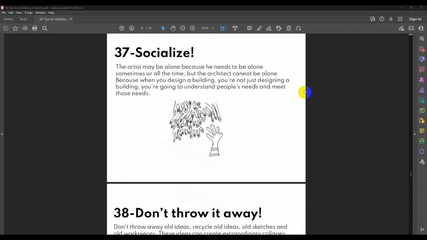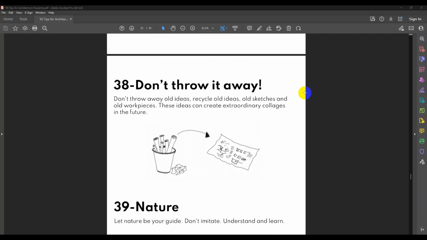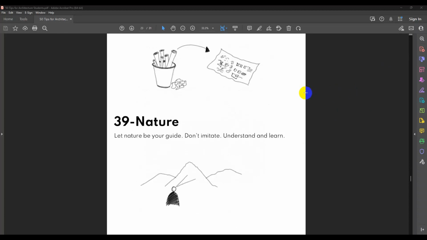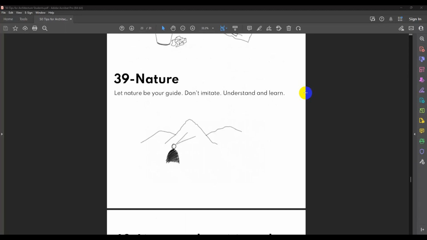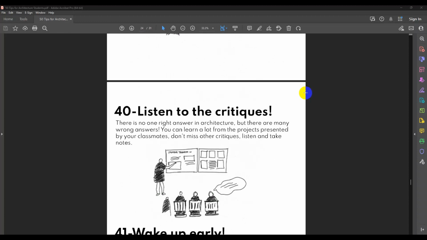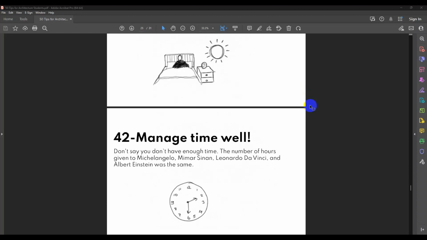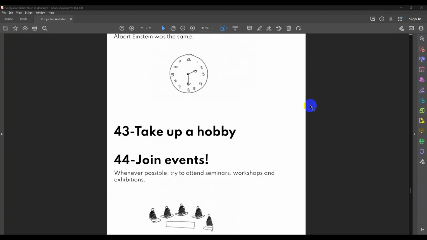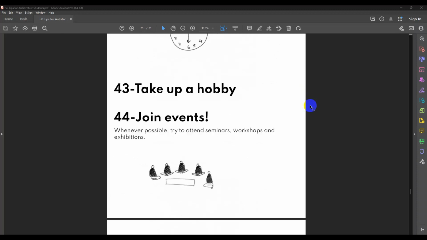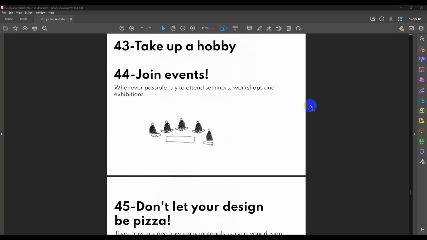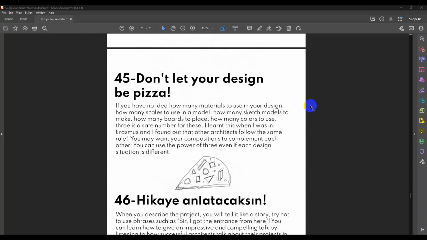37, socialize. 38, don't throw it away. 39, nature. Okay. 40, listen to the critic. 41st, wake up early. 42, success. 42nd, manage time well. 43rd, take up a hobby. 44th, join events.